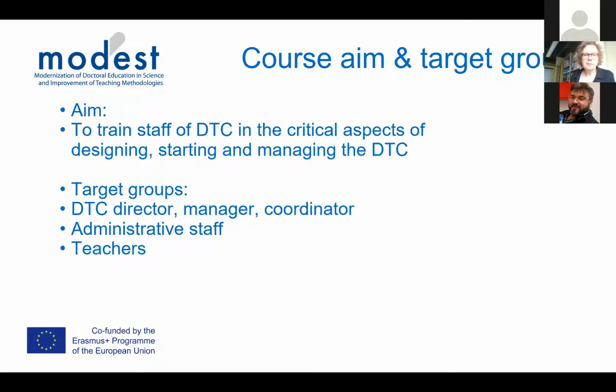The target groups of this course are not the PhD students, but the administrative and teaching staff of the doctoral training centers, the aim being to train the future staff of doctoral training centers in the critical aspects of designing, starting, and managing doctoral training centers and doctoral training in general.